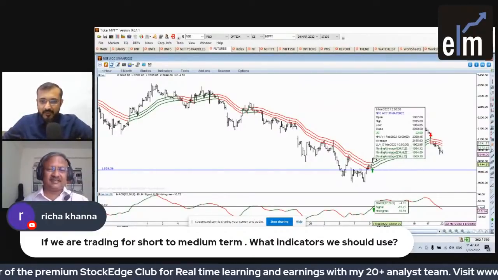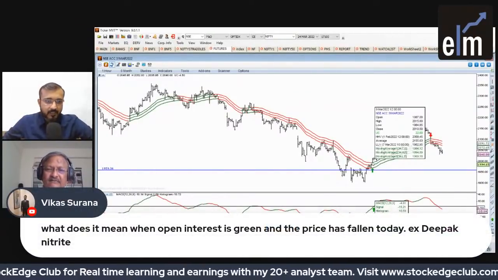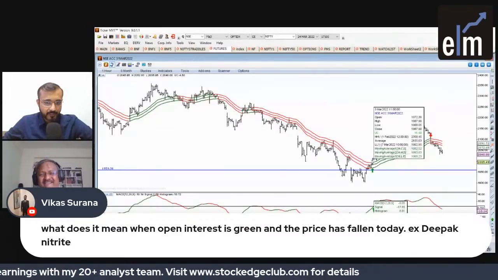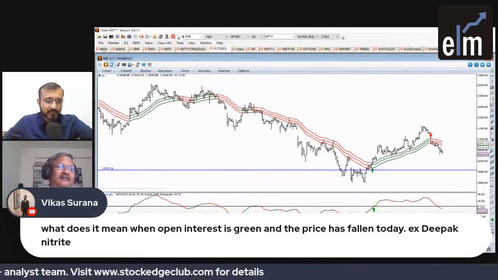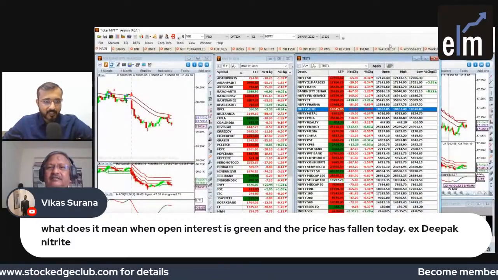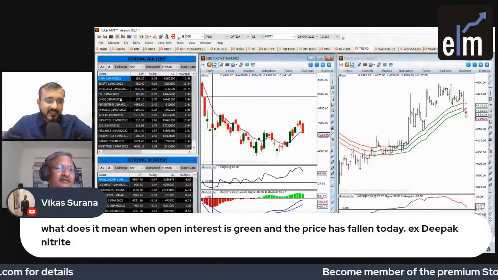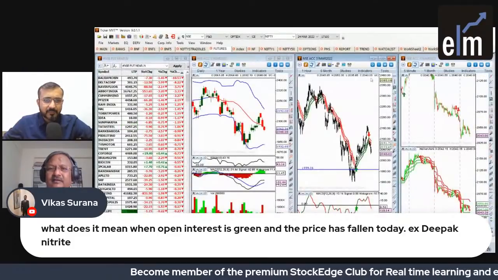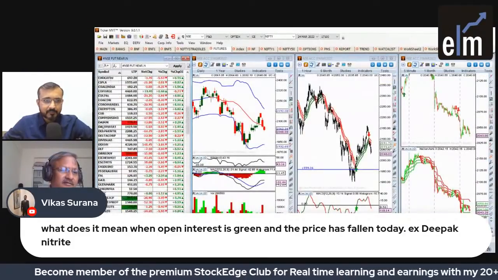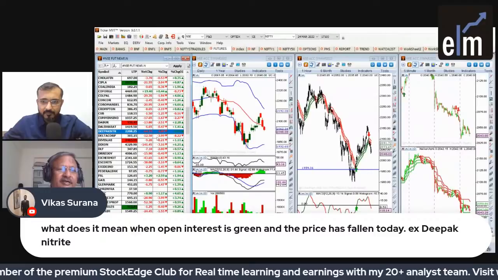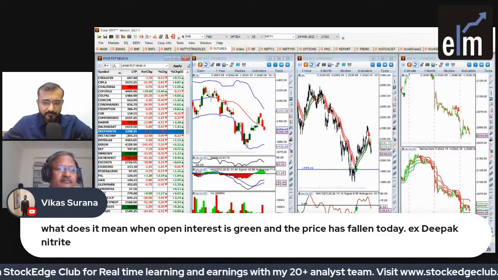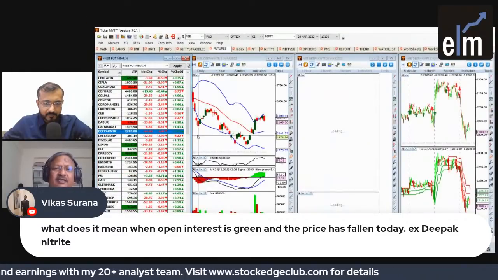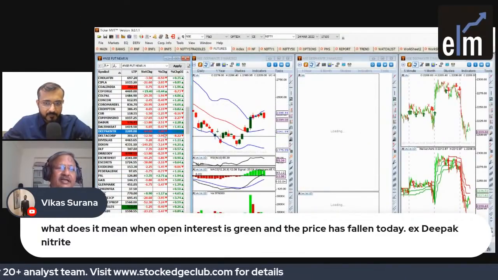There's one question: what does it mean when open interest is green and the price has fallen today? The example is Deepak Nitrate. What does that signify? Okay, I'll show you, don't worry. Deepak Nitrate fell by 2.85%. Open interest rose by 5.3%. It's bearish, simply bearish. I'll tell you why it is bearish.